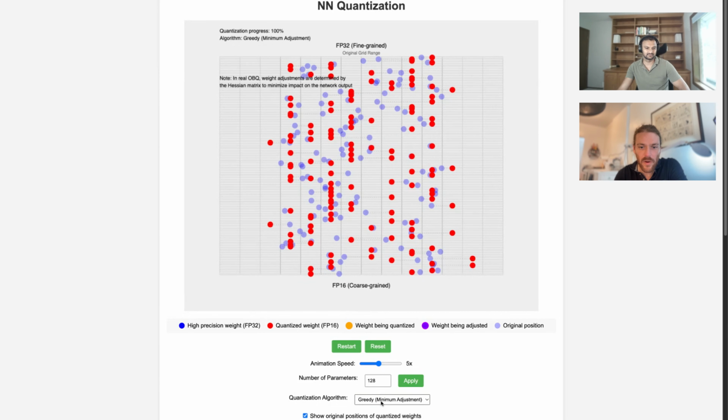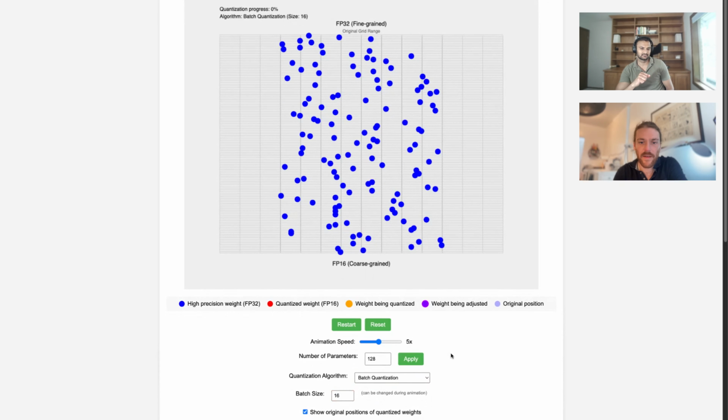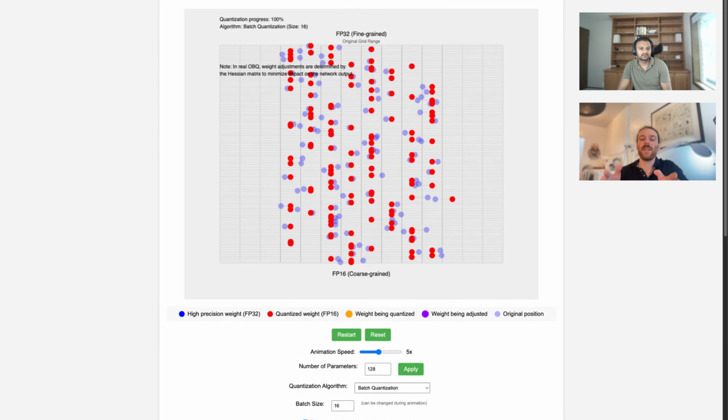If you go into batch quantization, this is a lot more similar to what the algorithm looks like. So it's the same number of parameters, but I'm setting the batch size to 16. And you can see it's a huge difference in speed. That's good for GPUs. If we are just doing one at a time, I think we're not making good use of the fancy new GPUs. But with this one, you can set a larger batch and get it done quickly.